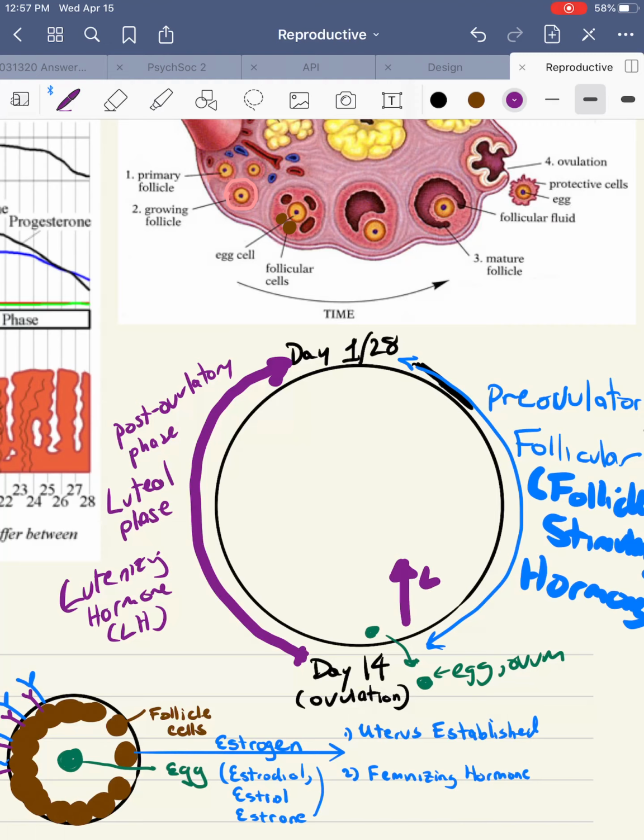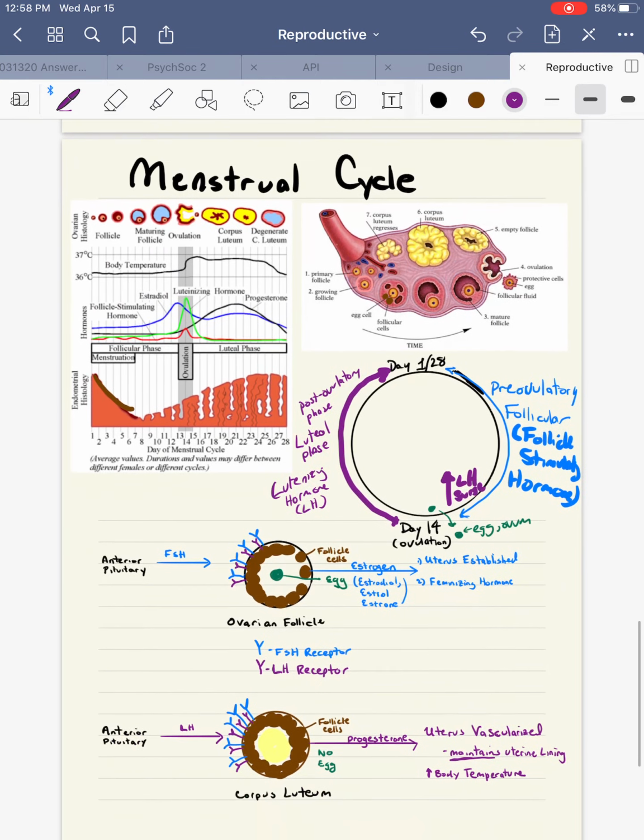There is an LH surge. That LH surge is responsible for the ovulation. So right around day 14, slightly before it, you have an LH surge. Again, LH is produced by the anterior pituitary. And ovulation occurs.